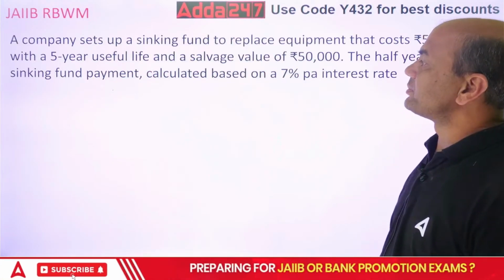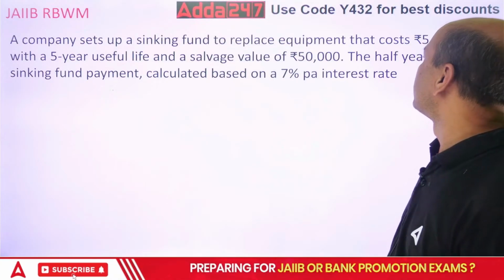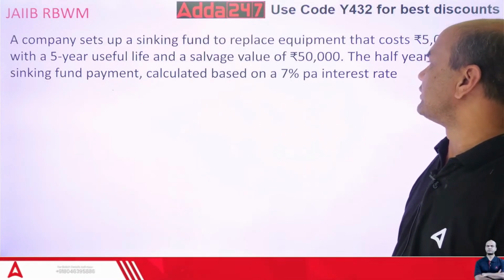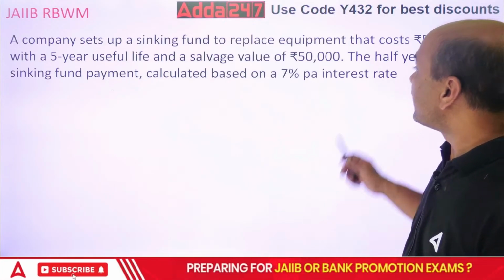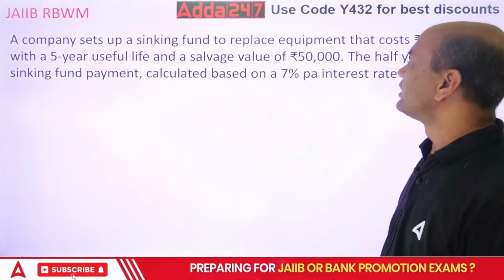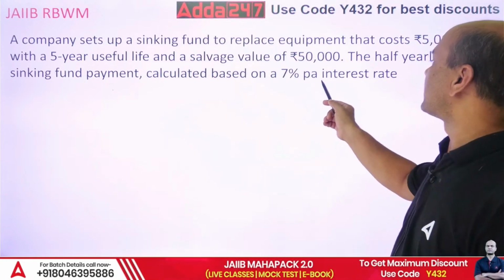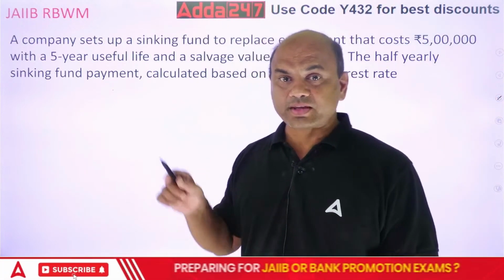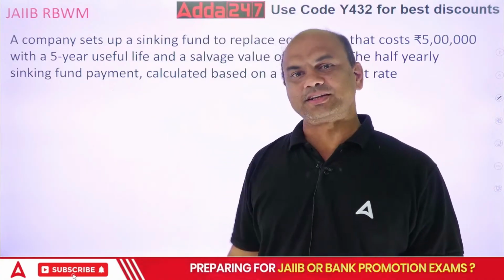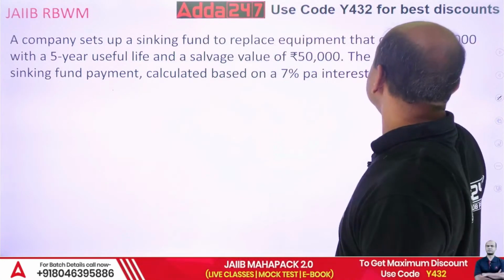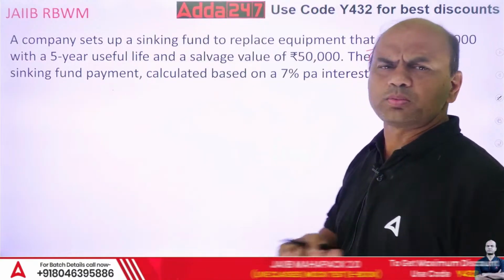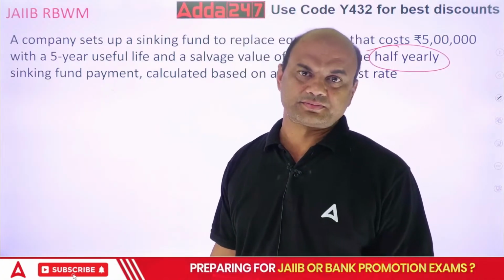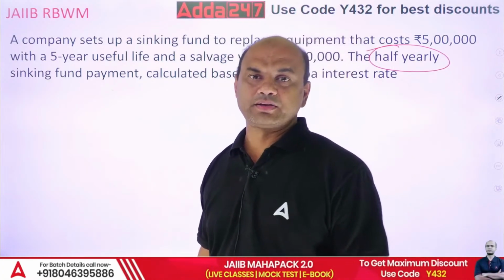A company sets up a sinking fund to replace equipment that cost rupees 5 lakh with a 5-year useful life and a salvage value of 50,000. The half-yearly sinking fund payment is calculated on the basis of 7% per annum interest. Very typical problem, same as the earlier one, but a slight change is there. The slight change over here is half-yearly, and the whole problem changes.